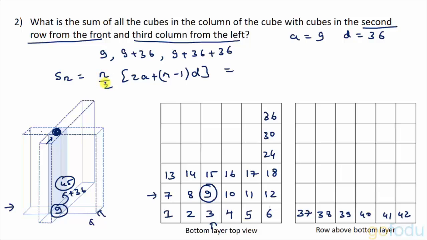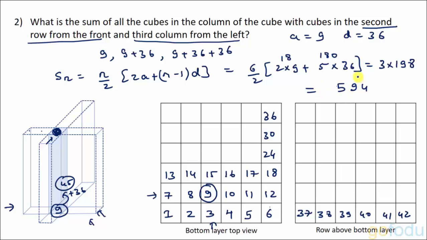Now n here will again be 6 as we are considering 6 layers. So sum will be 6 by 2 into (2 times 9 plus (6 minus 1) which is 5 into the difference 36). So this will be equal to 3 into (18 plus 180). 18 plus 180 is 198. So 3 into 198 gives us 594 as the final answer.